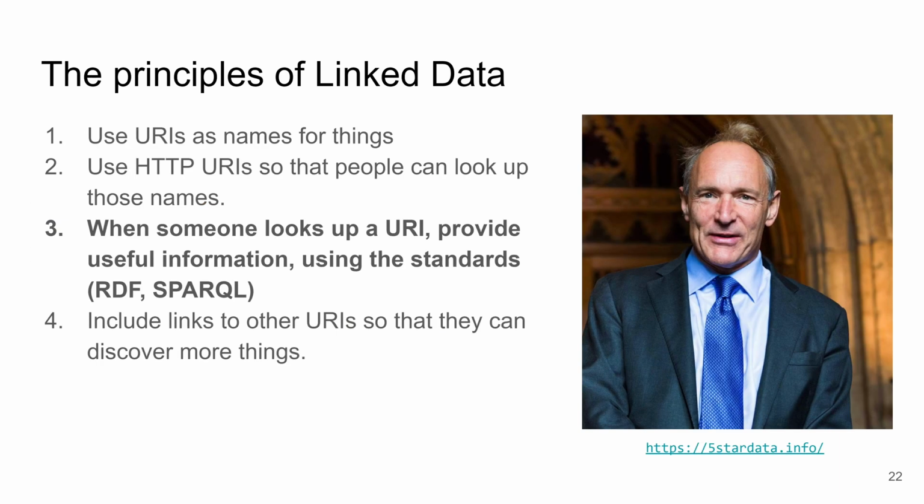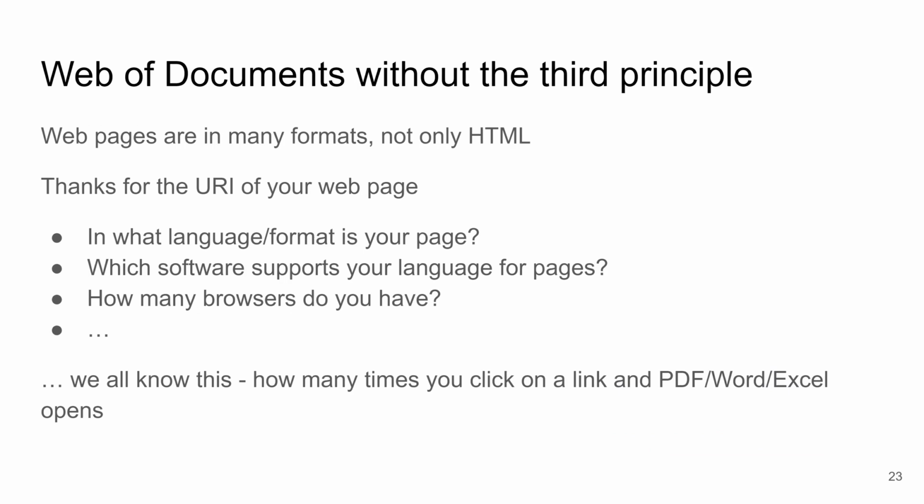Now, the third principle of linked data is that when someone looks up a URI of one of your things, provide useful information using the standards. The standards mean RDF, which is the data model for the web of data, or SPARQL, which is a query language for the web of data. So again, to illustrate why it is important to have this principle in place, let us take a look at the web of documents, web pages. If the third principle was broken, what would it mean?